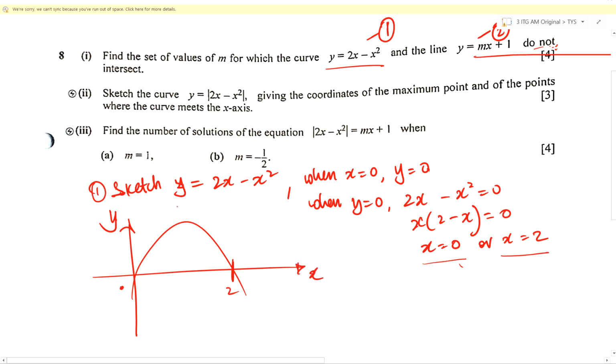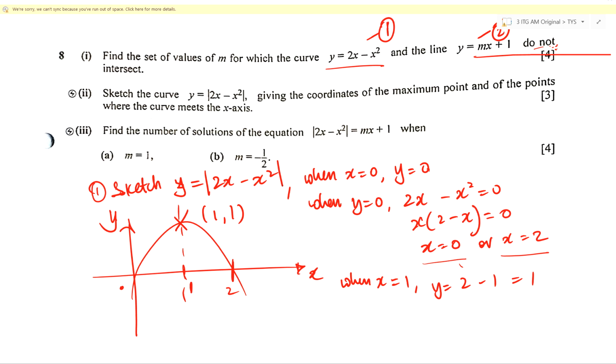It must be symmetrical. So the line of symmetry will be x equals 1. The maximum point must be at x equals 1. Substitute x equals 1. Y will be equal to 2 minus 1, which is 1. So these are the coordinates of the maximum point. Next, since I want the modulus, whatever is below the x-axis, we reflect it upwards.